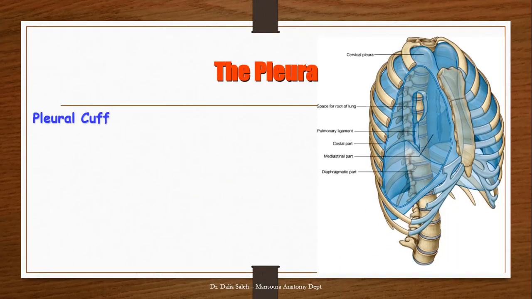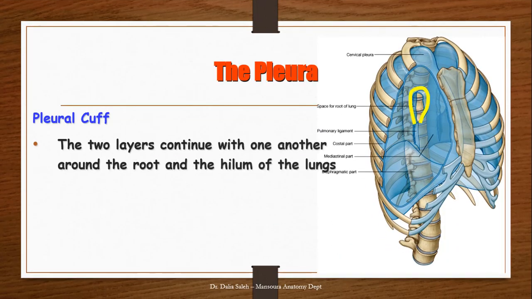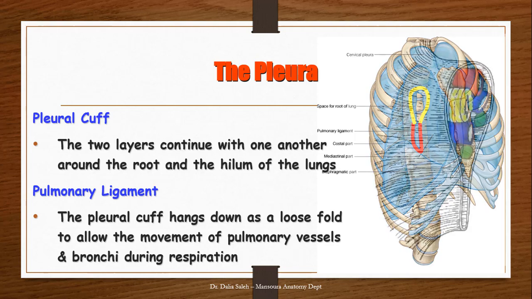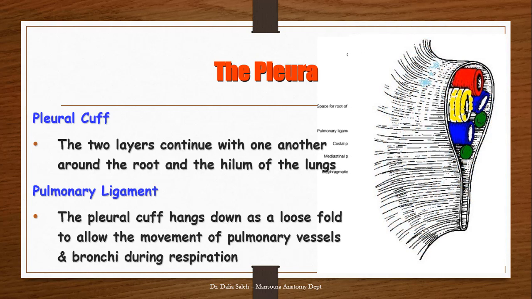We have what is called pleural cuff. It is where the visceral layer and the parietal layer of the pleura become continuous with each other around the lung root and hilum of the lungs. Extending from the pleural cuff downwards, the pleural ligament. It hangs down as a loose fold to allow the movement of the pulmonary vessels and bronchi during respiration.